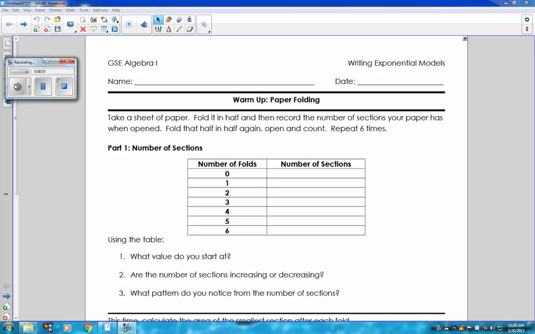So the first thing we're going to do is take the blank sheet of paper. Some of y'all probably have something on the back of it, but I want everyone to pick up the sheet of paper. We're going to fold it in half, but we're going to record the number of sections we have after each fold.